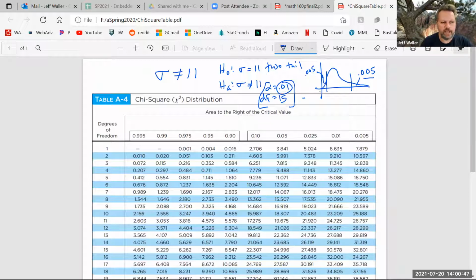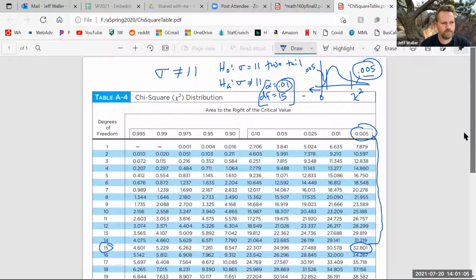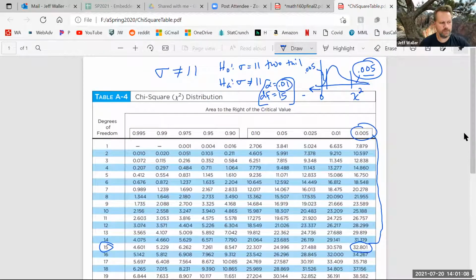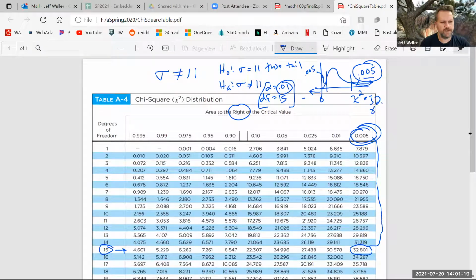The non-symmetry of these problems is weird. I don't have any negatives, do I? This is 0. So what's this chi-square going to be right here? Degrees of freedom is 15. So there I am right there. You guys see that? 15. You guys with me? 15 degrees of freedom, 0.005 to the right. So that's the chi-square right there. That's 32.801, okay.